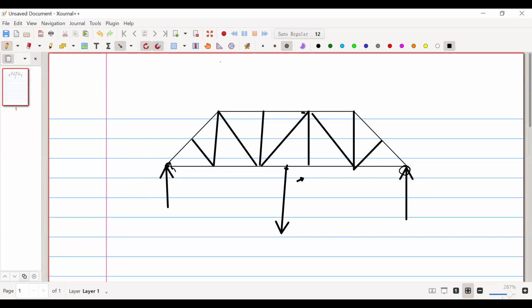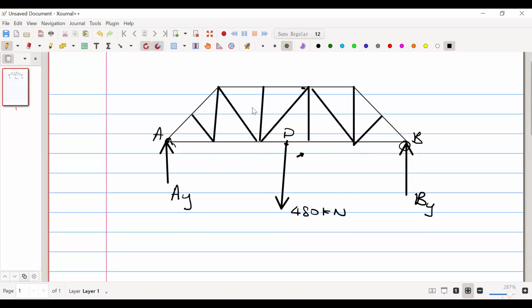Right. Now you would have, I'm expecting the calculation. Let's suppose this was A. Just say that this is A, this is B, and call whatever this is D or something. You know this load is 480 kilonewtons. I don't remember the value. This is now AY. This is now BY. All right. I'm expecting you to use method of joints and go.